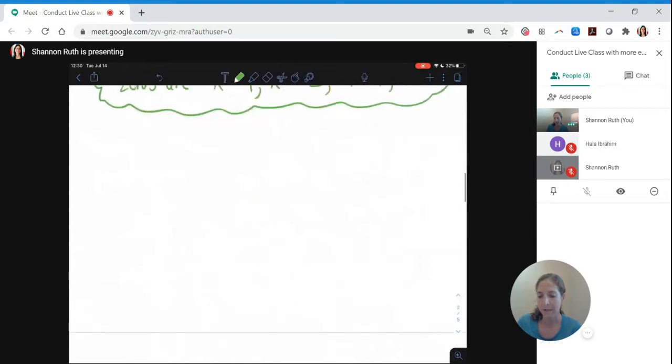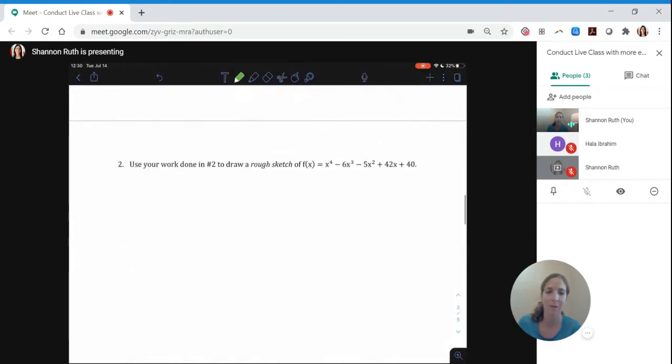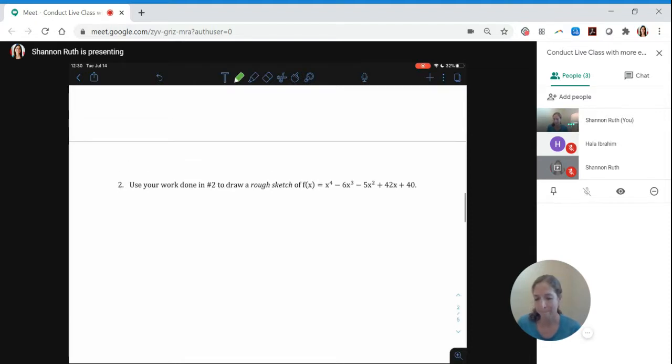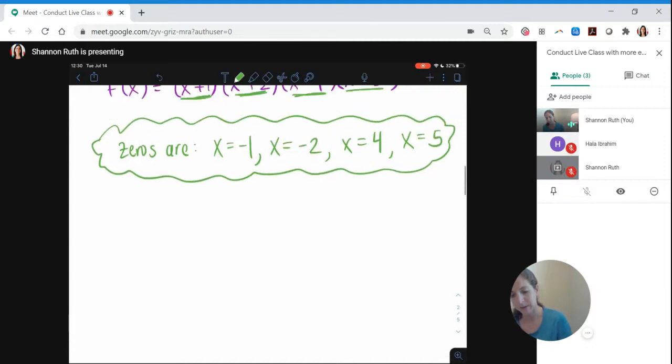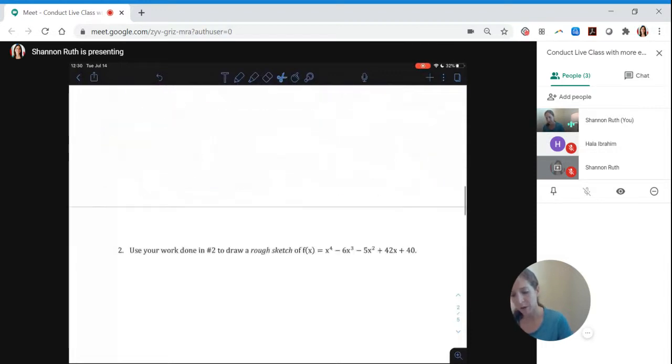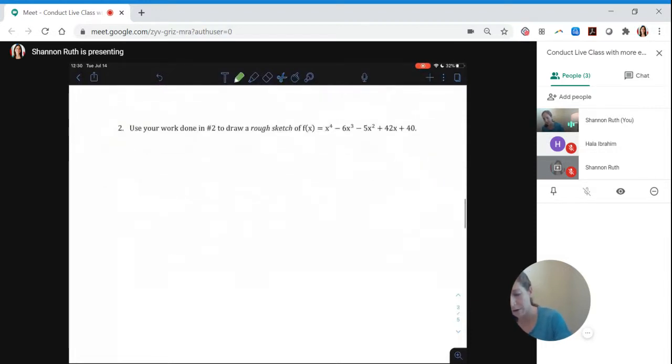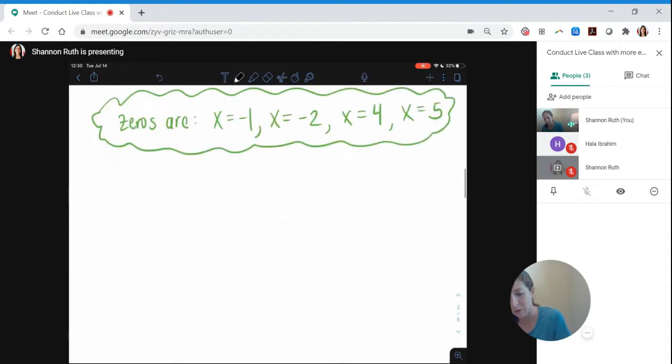What I want to do next is similar to what you see in the homework, which is now that we've done that work of finding the zeros, let's just draw a rough sketch. We'll use our knowledge of the zeros combined with our knowledge of end behavior. So I'll do that here. Maybe what I'll do is I'm going to steal my work here so I don't have to write it again. So it said, using our work done in the first problem we just did, we will draw a rough sketch of the polynomial.